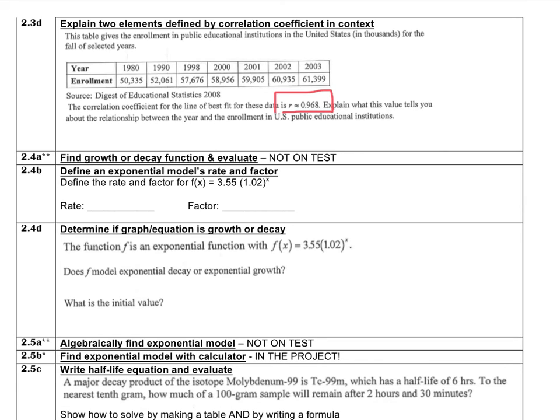Well, the one thing it tells me is because it is positive, it says as the years increase, the enrollment also increases. And again, I can tell that because it's a positive number. It means it's sloping upward. The next thing it tells me is this number is very close to 1, so it has a very, very strong linear relationship.